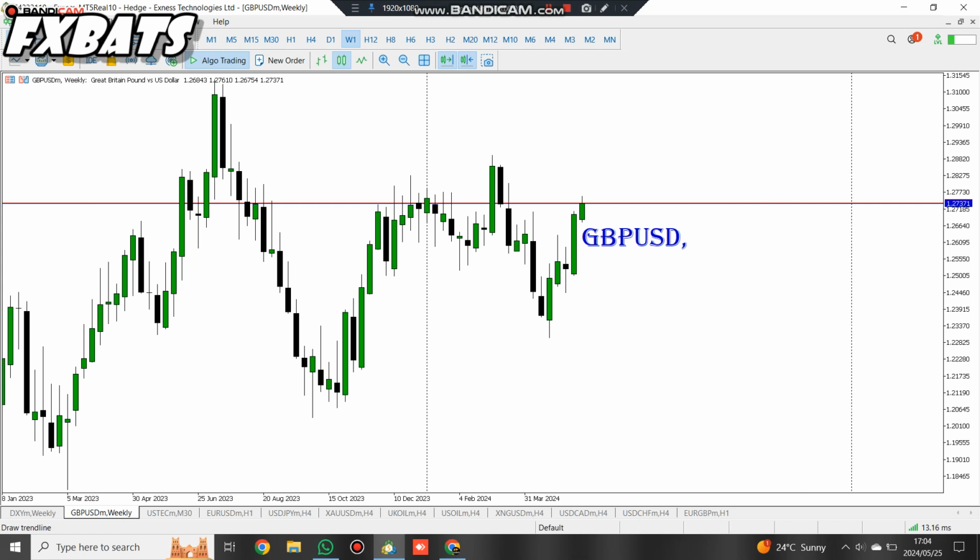Yeah, weekly. This is the weekly time frame. We're talking about GBPUSD, Great Britain pound against the dollar. So yeah, we're on weekly. So this is what we've been seeing.